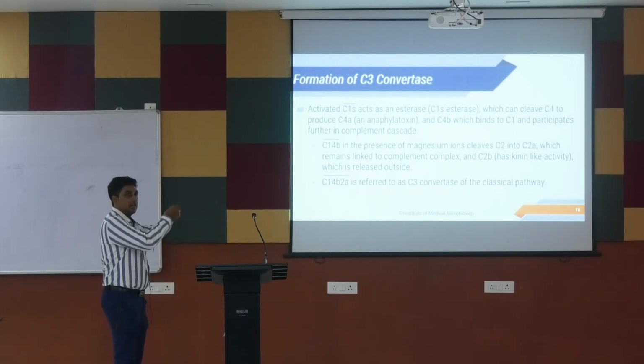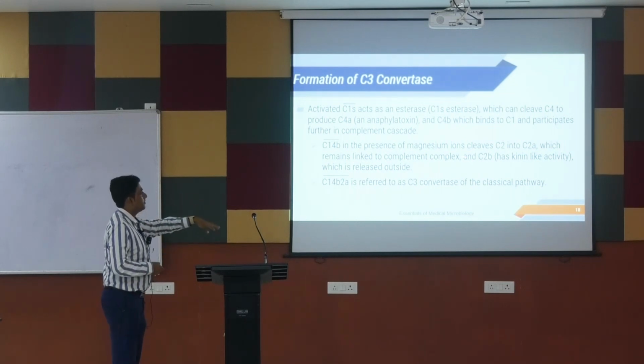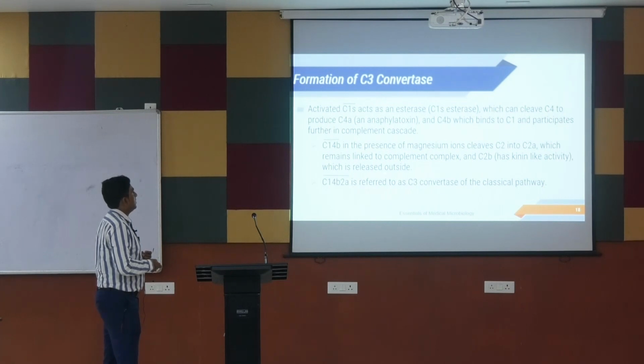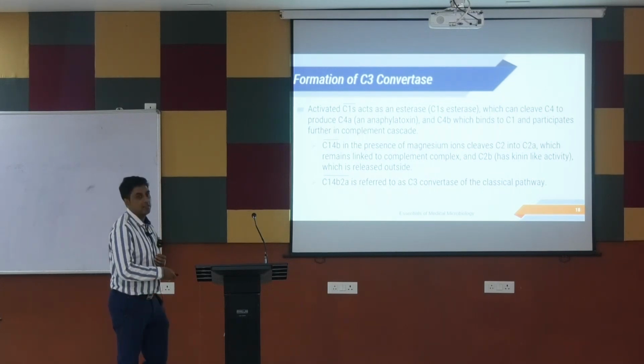In the presence of magnesium ions, it cleaves C2 into C2a, which remains linked to the complement complex. Then we have C1-4b-2a. This is referred to as the C3 convertase of the classical pathway.